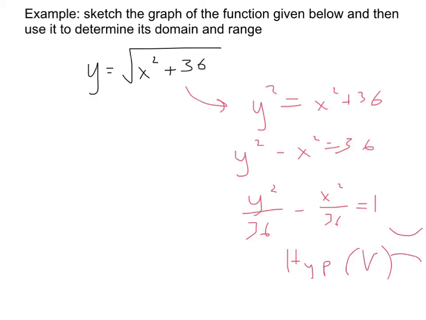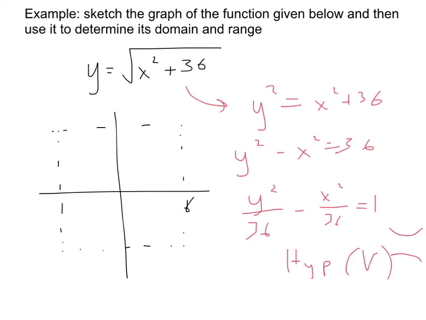So if you haven't already done so, pause the video and sketch a graph of this thing. So I know my graph has this box that goes 6 to the left, 6 to the right, 6 up, and 6 down. So you've got 6 this way and 6 this way. And from there, I've got the top of the hyperbola, and I've got the bottom of the hyperbola. That's what this would be.